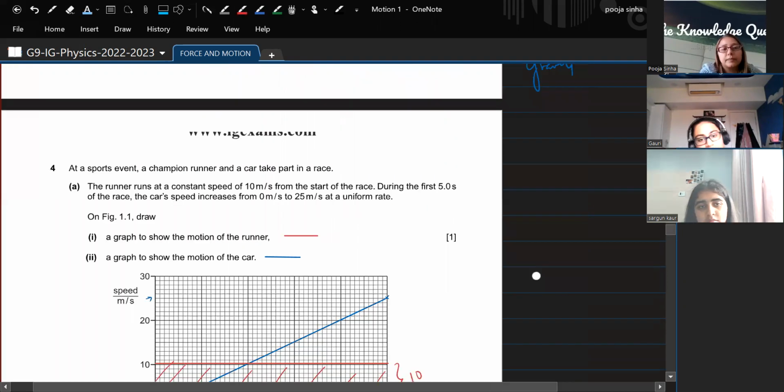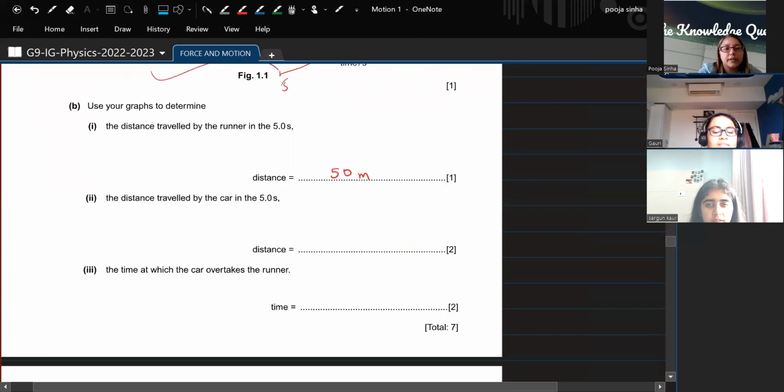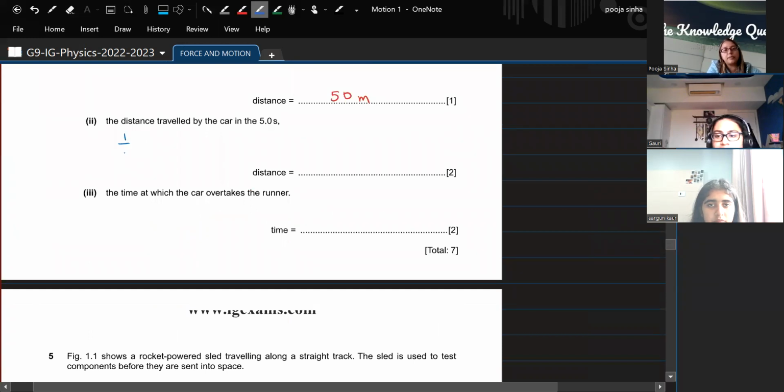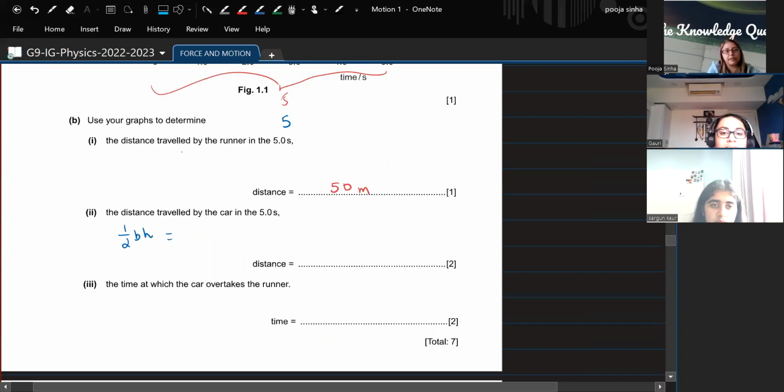Distance traveled by the car? The car's graph looks like a triangle. So we have to find which area? Area of a triangle. What is the formula for the area of a triangle? Half base into height, right? How much will be the base for the triangle? 5, and height 25. So half into 5 into 25.